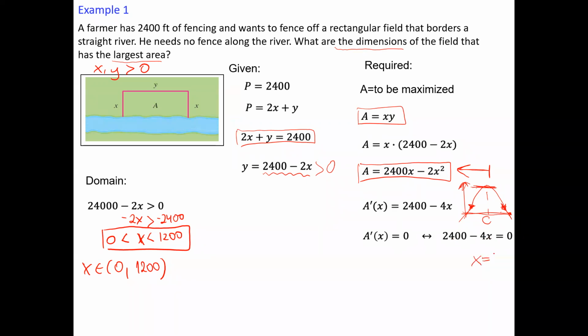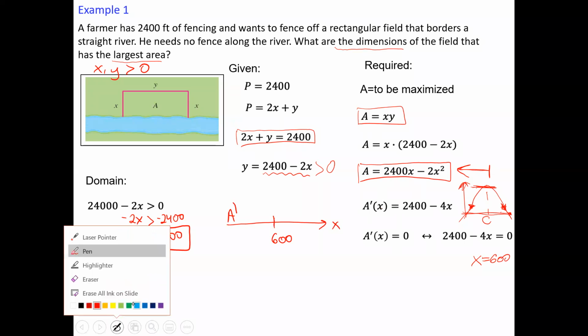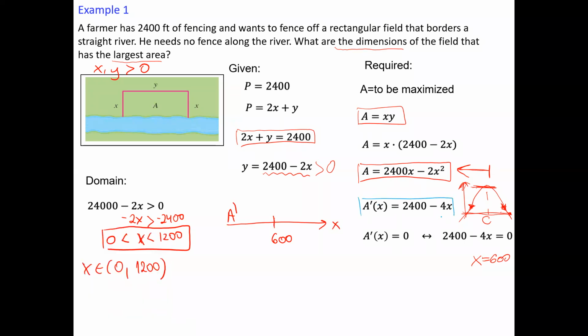If we solve for x, I believe it is 600. That's the critical point. We can say if x is 600, the area is maximum, but we still have to prove it. Let's take the derivative and test the sign of the derivative. I can possibly use a different color, maybe this one is good.